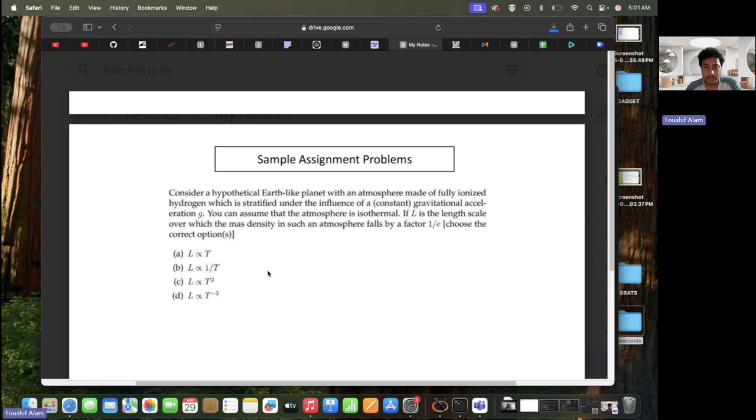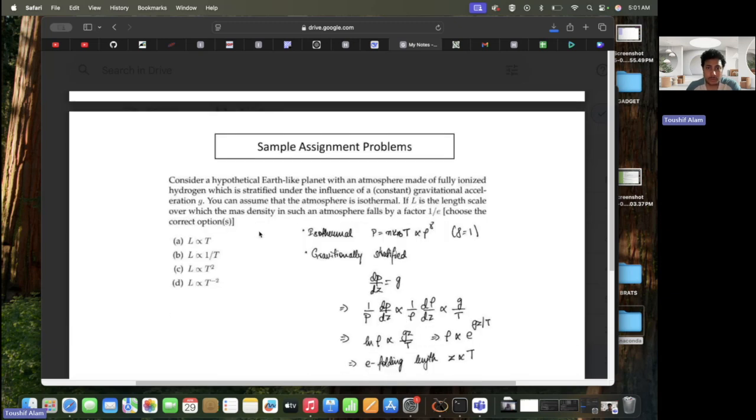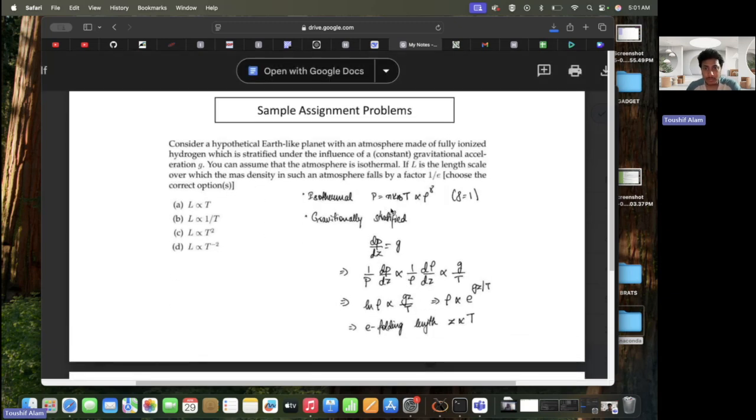Consider a hypothetical Earth-like planet with an atmosphere of fully ionized hydrogen, which is stratified under the influence of a constant gravitational acceleration g. You can assume that the atmosphere is isothermal. If L is the length scale over which the mass density in such an atmosphere falls by a factor 1 by e, then what will be the correct option? L proportional to T, 1 by T, or 1 by T squared. So you will know that for the isothermal case, P follows the ideal gas equation, and the barometric law follows rho to the power gamma.